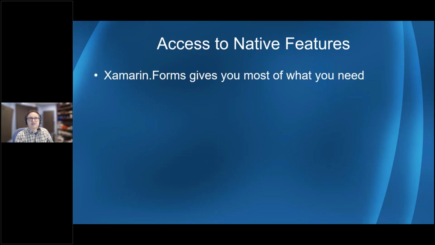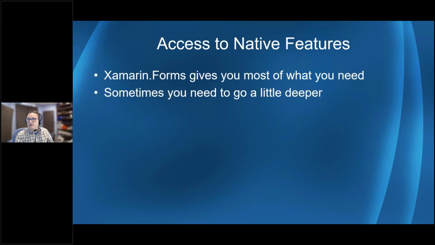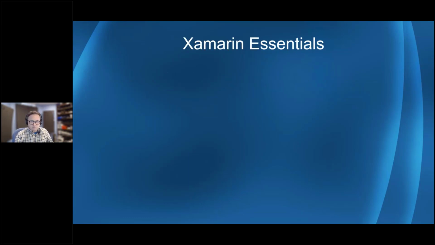So how do we get access to native features? Xamarin.Forms gives you most of what you need, but sometimes you need to go a little bit deeper. So we're going to start off with Xamarin Essentials. It's the first thing to check when you're doing anything with native features because it usually has the stuff that you need.